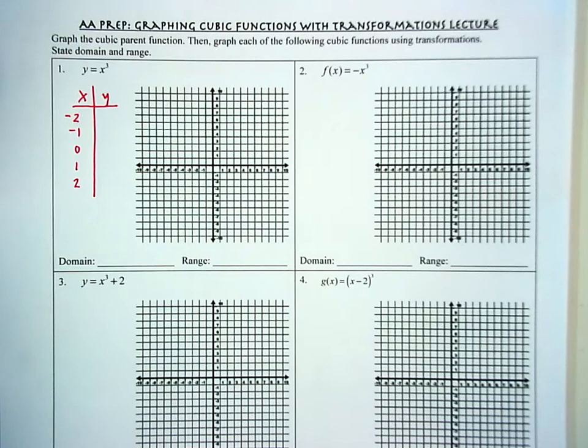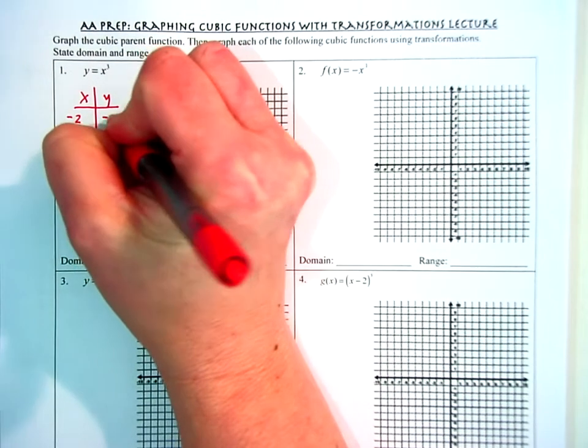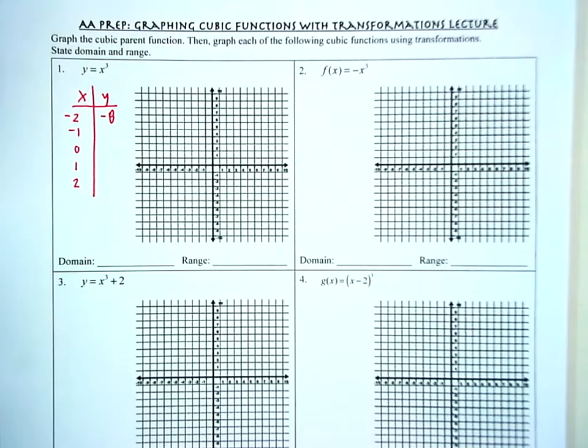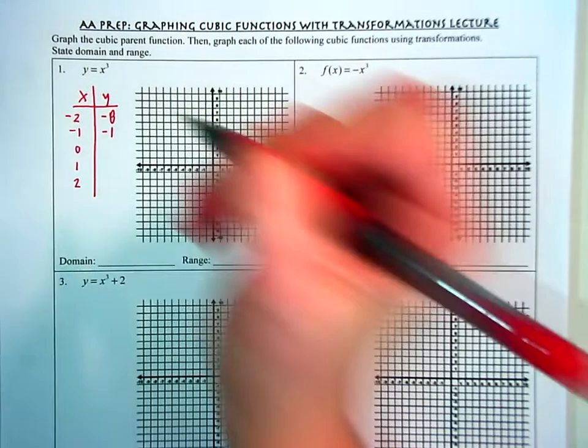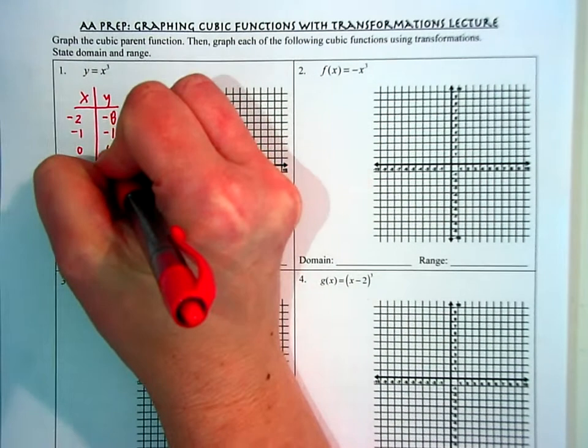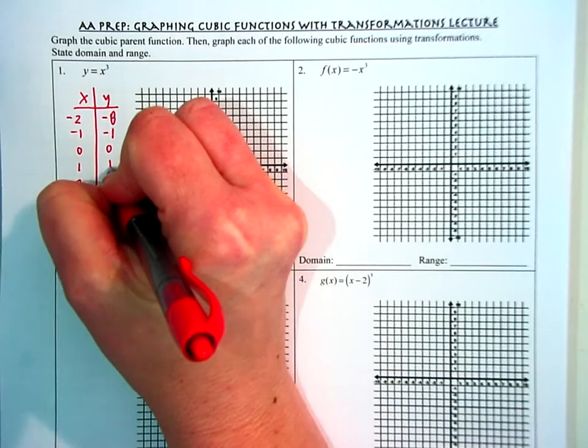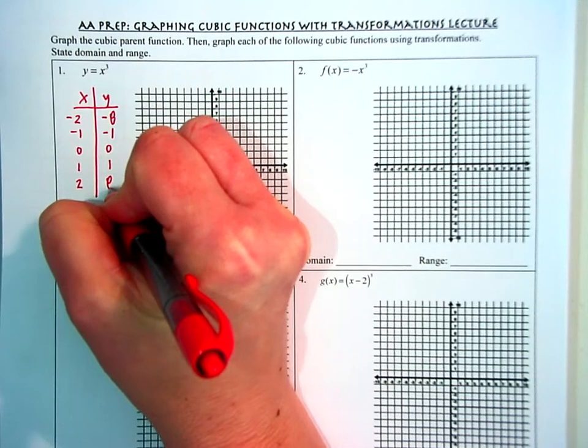So if I plug in a -2 into parentheses and raise it to the third power, -2 to the third power will get us -8. -1 put inside of parentheses and raised to the third power gets us -1. 0 stays at 0. 1 cubed is still 1, and 2 cubed is 8.